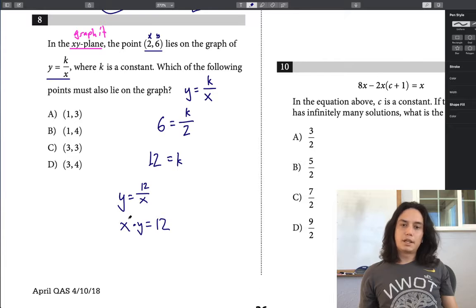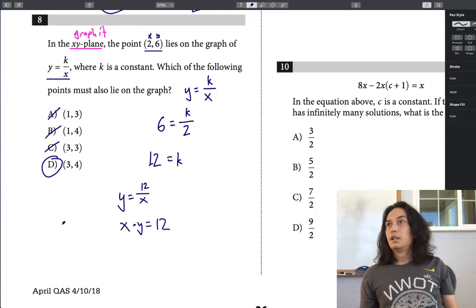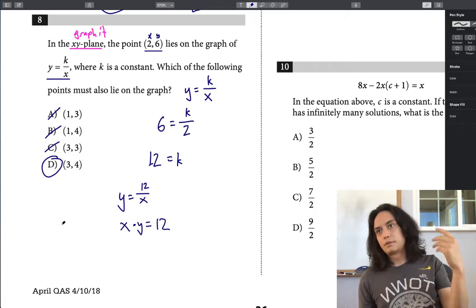Now the right answer is any two numbers that when you multiply them, you get 12, right? So 1 and 3, no. 1 times 4, no. 3 times 3, no. 3 times 4, yes. D is right. Right. Is D right? Yes. Cool.